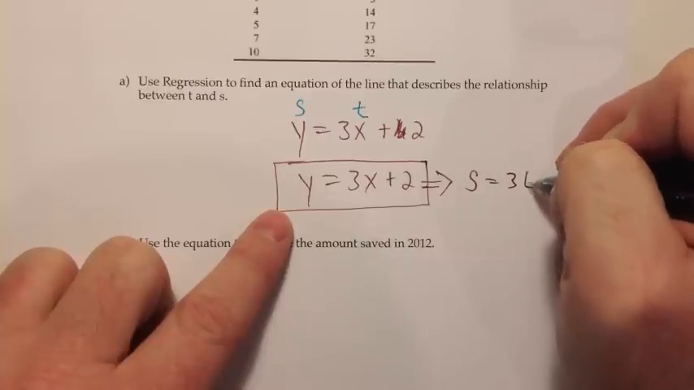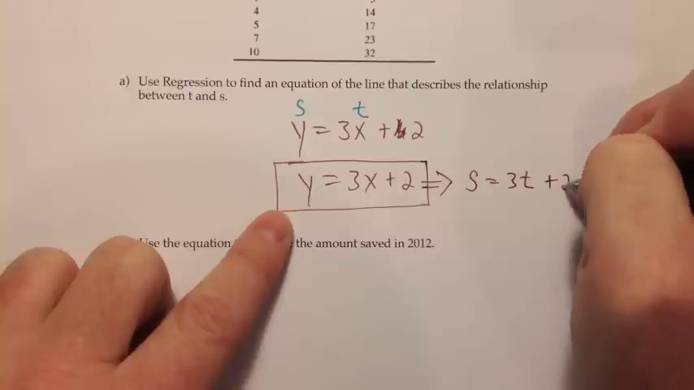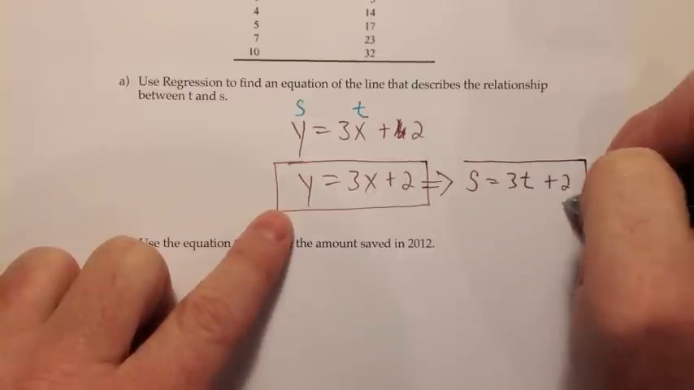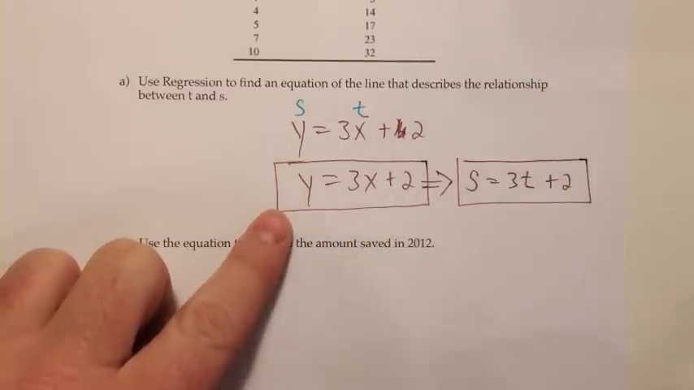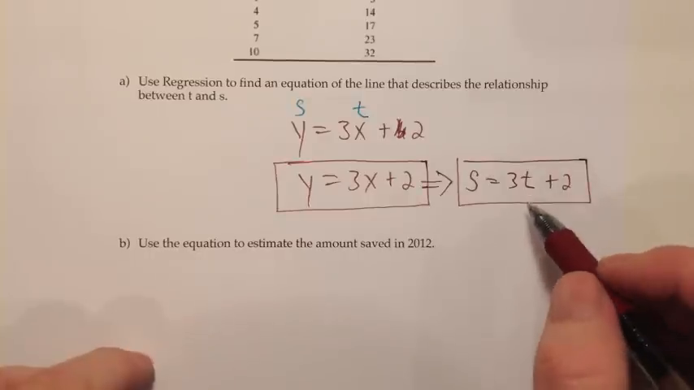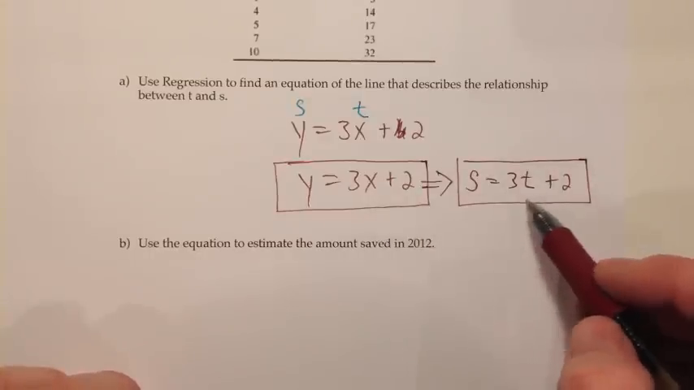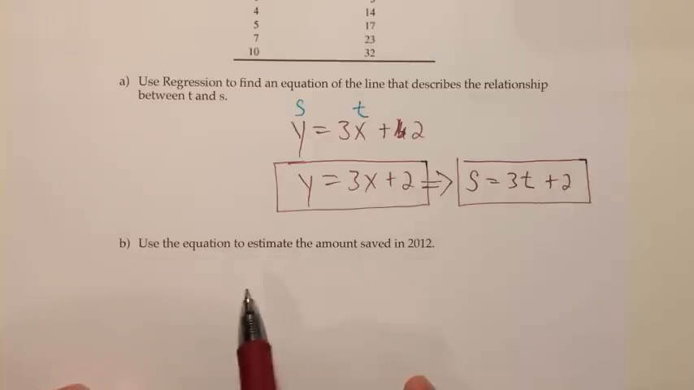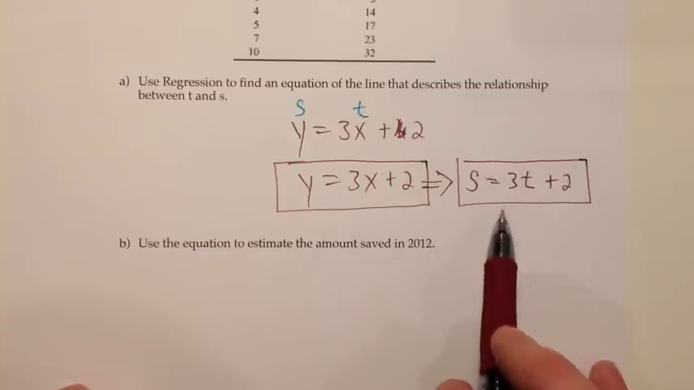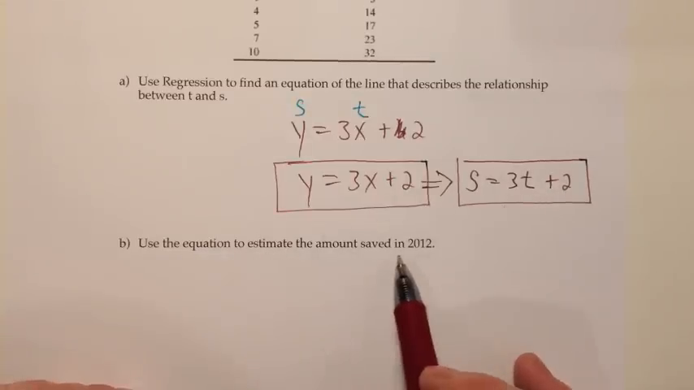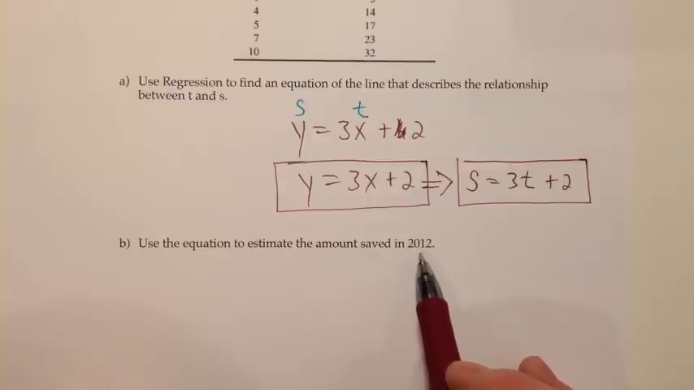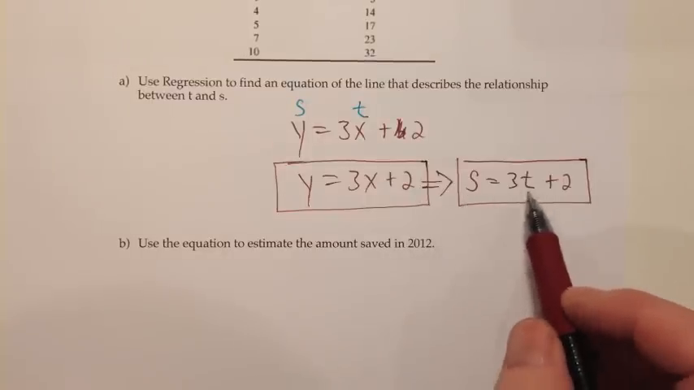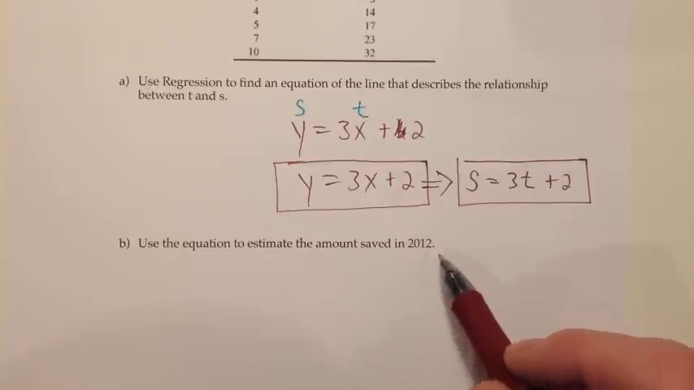My brain, because of all the algebra I've done in my life, is really tied in with x's and y's as the input and the output. So I like to start there and then switch it over to that variable. All right, so let's use that equation to estimate the amount saved in 2012. So is 2012 the amount saved, or is it a time? Is it savings or time? That's a time, it's a year.